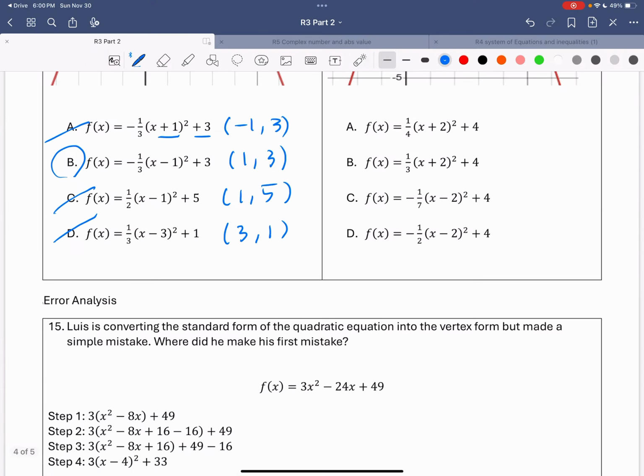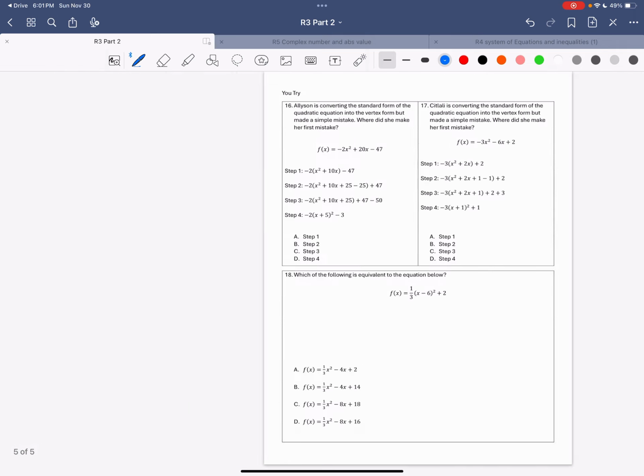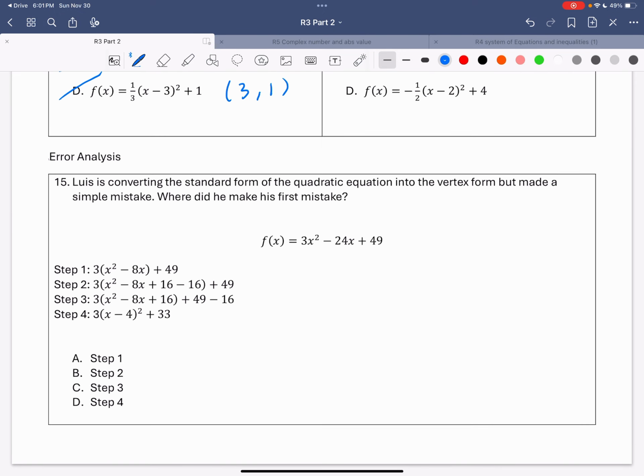All right. Question number 15. It's error analysis. Luis, we're going to do it together because I know you're just watching it. You're going to do this. You can do it. Okay, let's see. Luis is converting the standard form of a quadratic equation into vertex form, but made a simple mistake. Where did he make his first mistake?